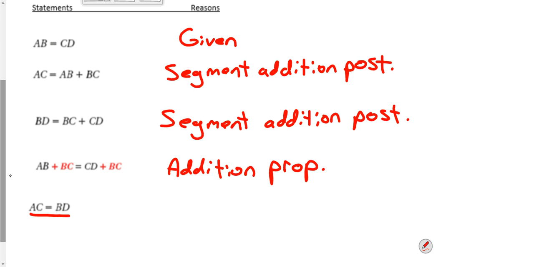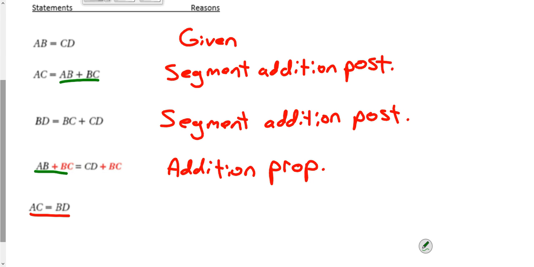And then we have our last statement, AC equals BD. How do we get to AC equals BD from the previous statement, from AB plus BC equals CD plus BC? Well, if we look at AB plus BC, where else do we see AB plus BC in our statements? We see it up there.